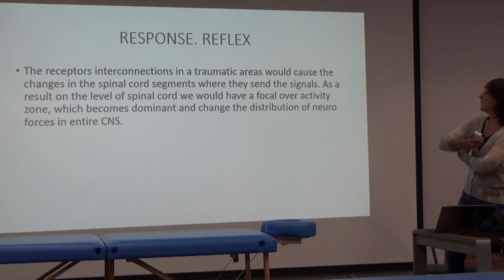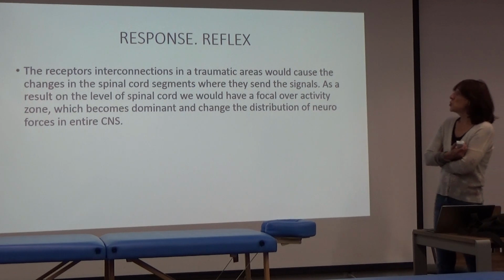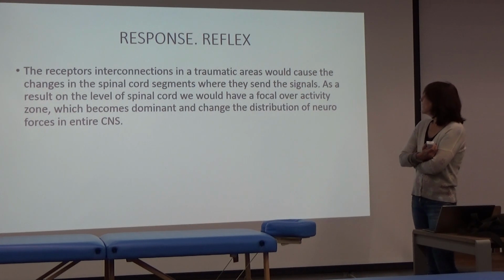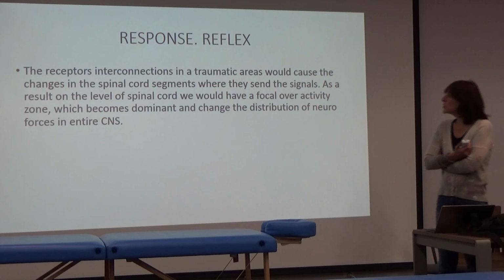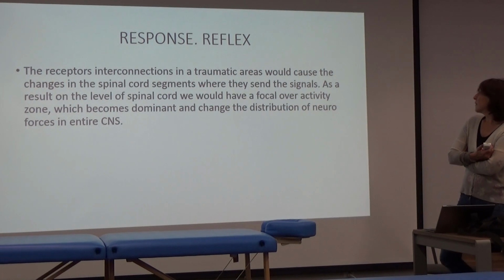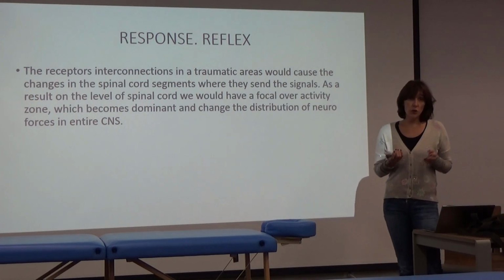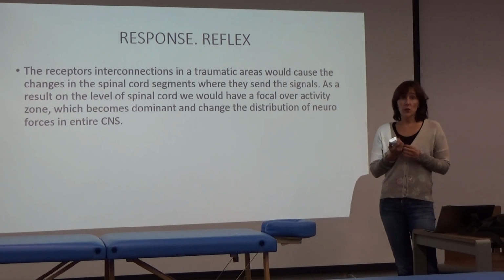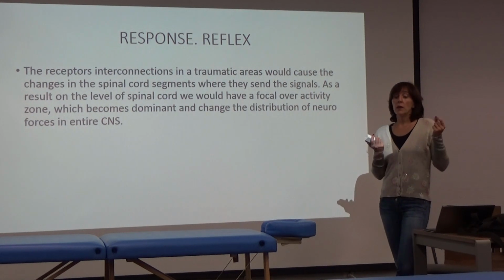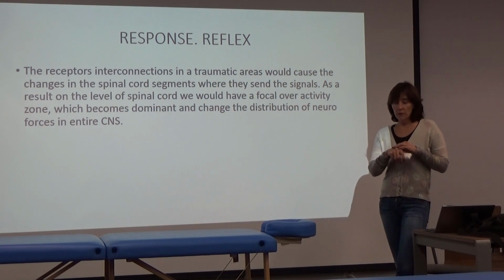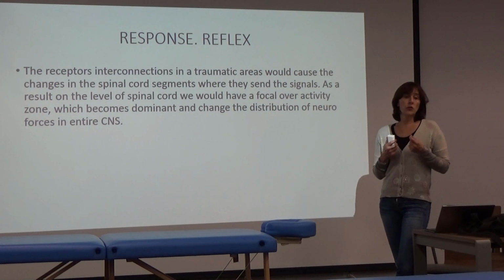So the receptors in traumatic areas would cause changes in the spinal cord segments where they send the signals. As a result, on the level of the spinal cord, we will have a focal overactivity zone which becomes dominant and changes the distribution of neuroforces in the entire CNS. What does it mean in normal words? In normal words, the trauma is a hypersensitive zone, and if we apply normal touch in the area of trauma, it might cause pain sensations, because now the area is very, very sensitive.